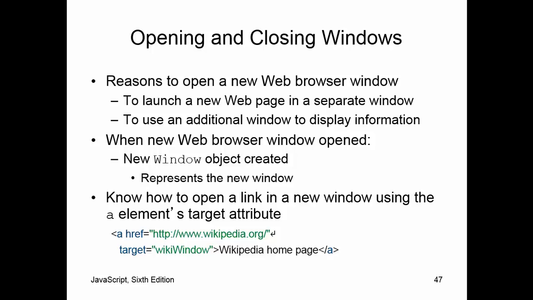Opening and closing windows, which starts on the bottom of page 328 in the book. Most web browsers allow you to open windows, or web browser windows or tabs, in addition to ones that have already been opened. There are a lot of reasons you might want to do this. You might want to launch a new web page. You may want to use an additional window to display information like a picture or an order form, etc. Whenever a new web browser window or tab is opened, a new window object is automatically created to represent it. You can have as many web browser windows or tabs open as your system will support, which, take my word for it, would typically be a lot.